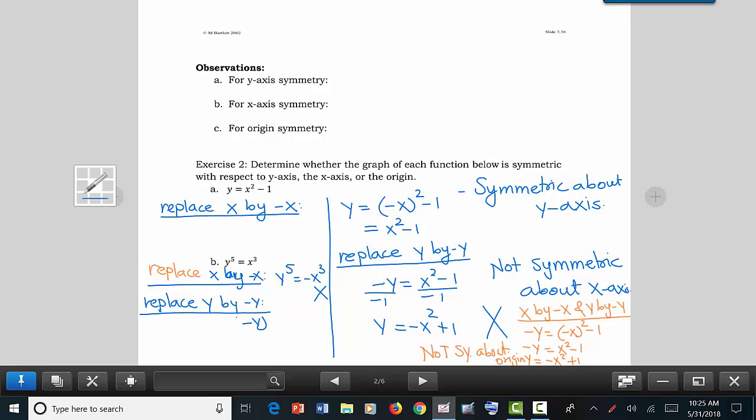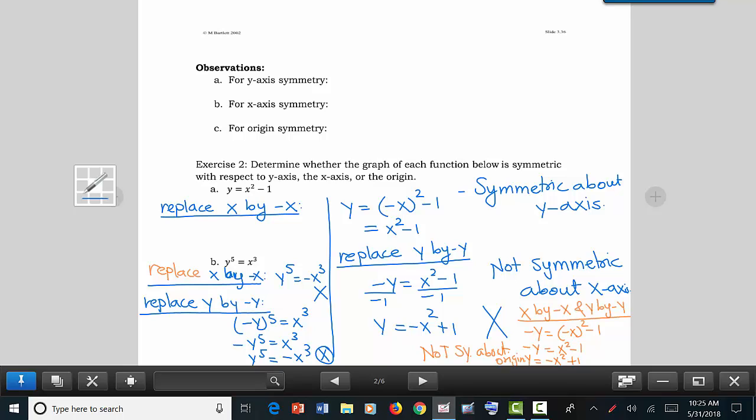Negative y to the power 5 equals x cubed. Divide both sides by the negative sign. So we got y to the power 5 equals negative x cubed. It's not the same as we had at the beginning.